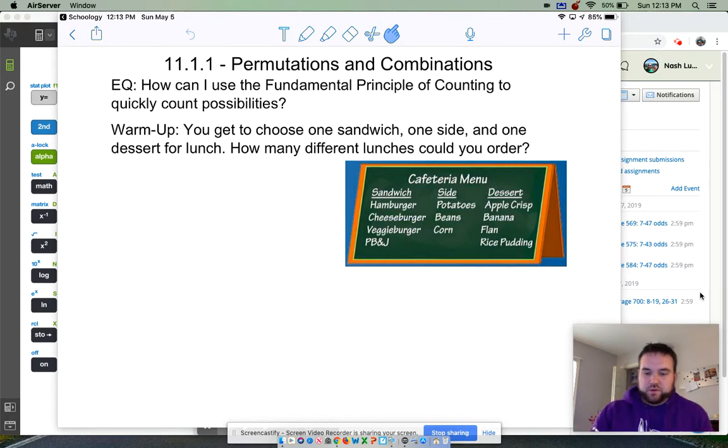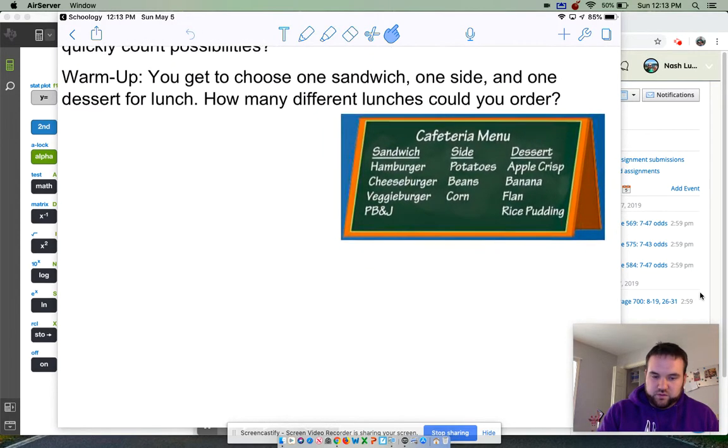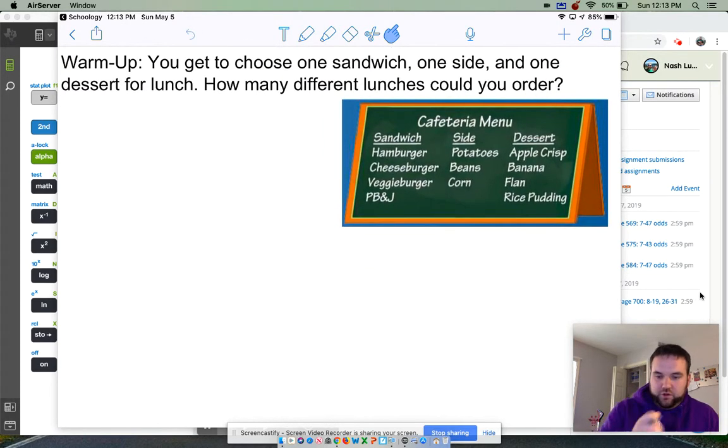Let's say you get one sandwich, one side, and one dessert for lunch. How many different lunches could you order? Under sandwiches, you have 4 options: hamburger, cheeseburger, veggie burger, or PB&J. Side has 3 options, and dessert has 4 as well. So one possible lunch that you could ask for is a hamburger with potatoes and apple crisp.